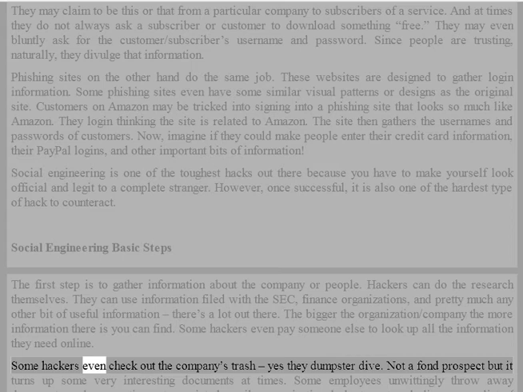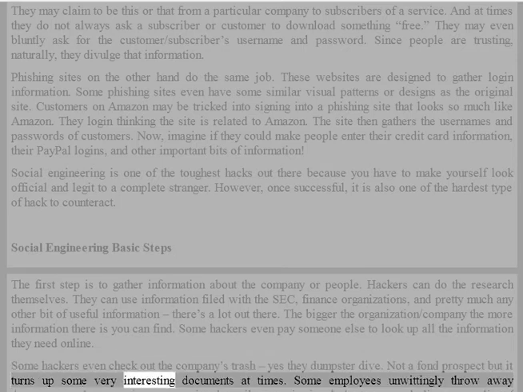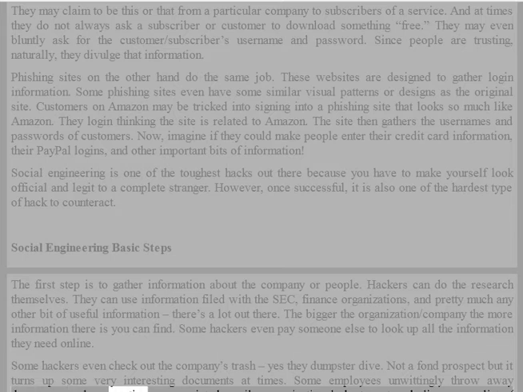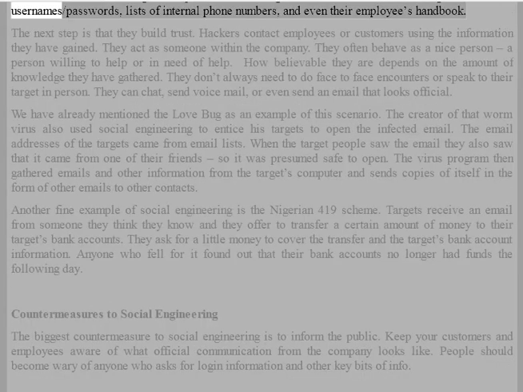Some hackers even check out the company's trash. Yes, they dumpster dive. Not a fun prospect, but it turns up some very interesting documents at times. Some employees unwittingly throw away documents such as meeting notes, printed emails, organizational charts, network diagrams, a list of usernames, passwords, lists of internal phone numbers, and even their employee handbook.